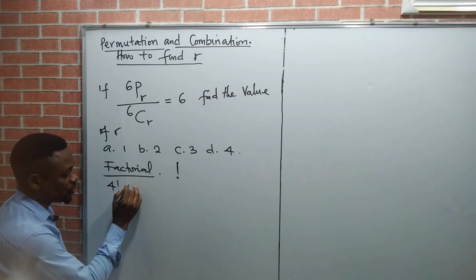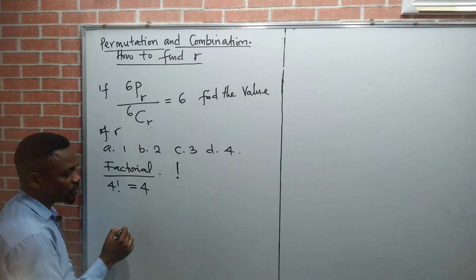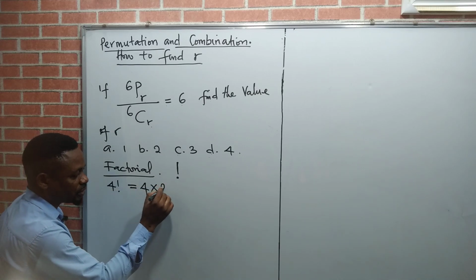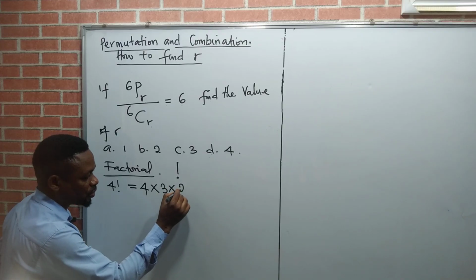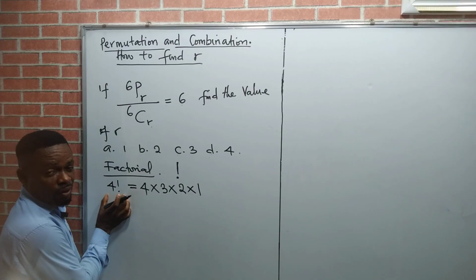Now let's take for instance, if you are given 4 factorial, what does it mean in expansion under multiplication? Now listen, you must always start with the value given. Here the value given is 4. Then it will decrease to 3, decrease to 2, and decrease to 1. And that's exactly what we mean by 4 factorial.